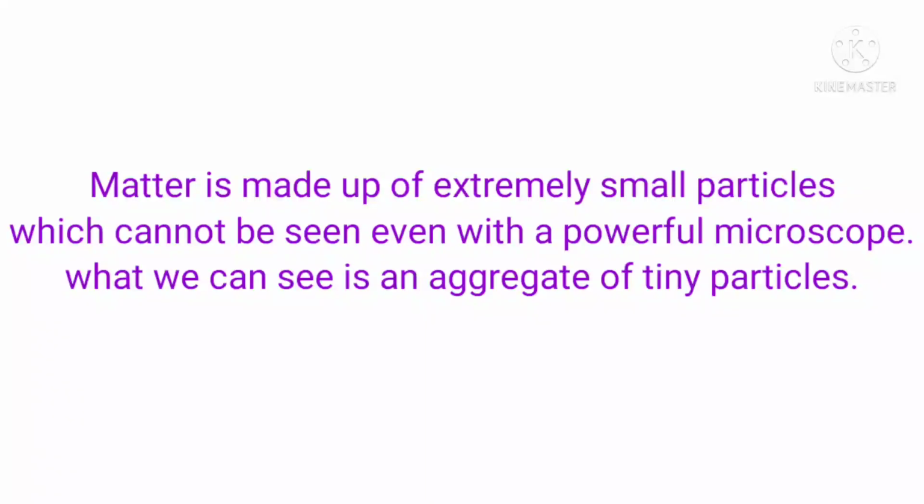From these experiments, we can conclude that matter is made up of extremely small particles which cannot be seen even with a powerful microscope. What we actually see is an aggregate of tiny particles. I hope you have understood what we learned today. We learned about matter. What is matter? Matter is anything which has mass and occupies space. And matter is made up of tiny particles. Next class we will learn about different characteristics of matter.